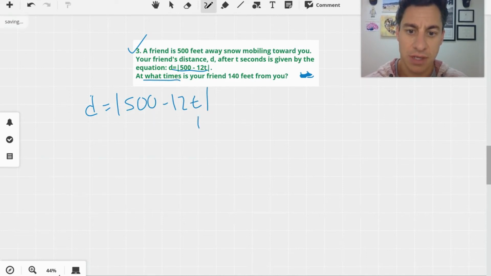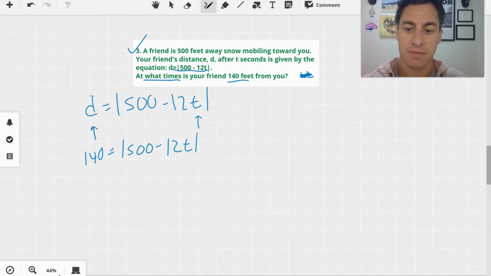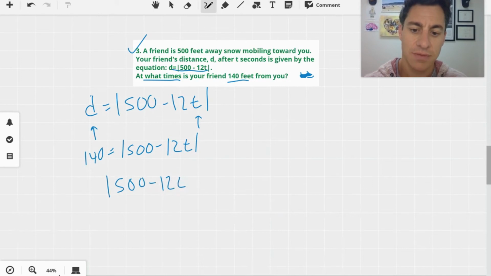Okay, at what times? So they're asking us to solve for time. Well, they better give us d then because we only want one missing letter and we can solve for it. Sure enough, they say at what times is your friend 140 feet from you? That's a distance. So 140 equals the absolute value of 500 minus 12t. Now it's just a typical absolute value equation. In fact, let's put it in the form that we're comfortable with: the absolute value of 500 minus 12t equals 140.